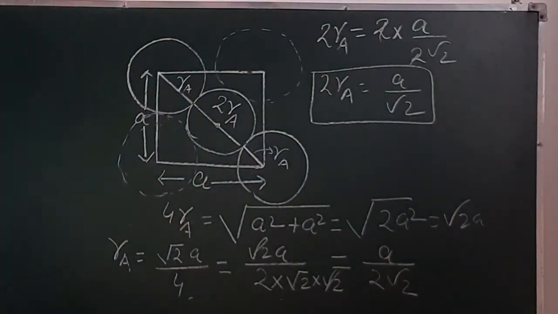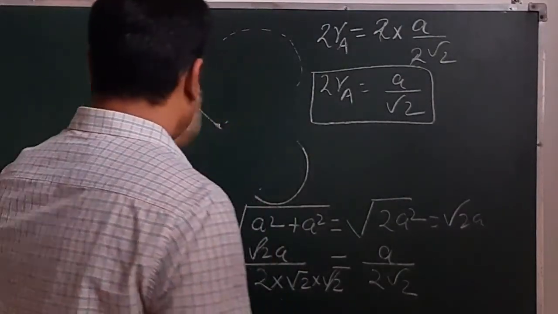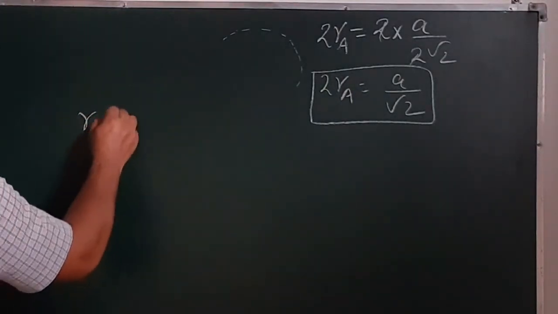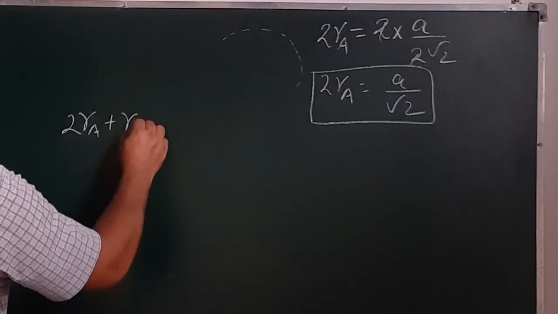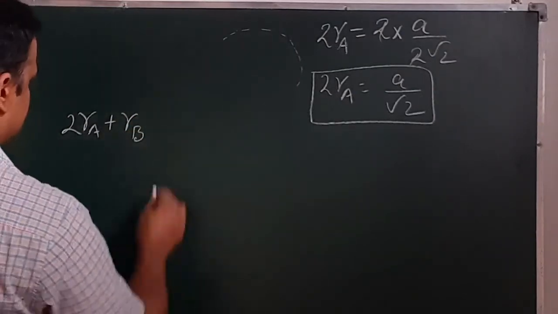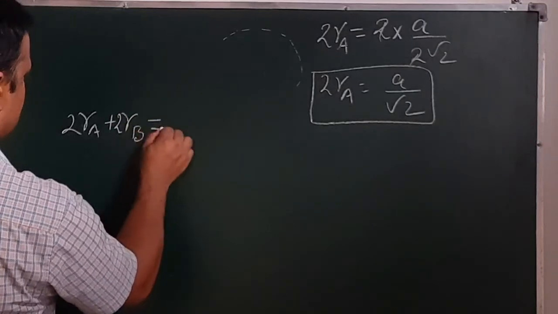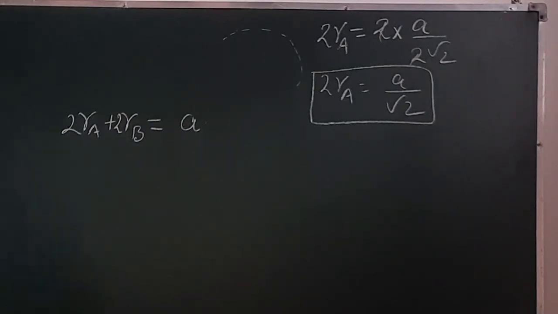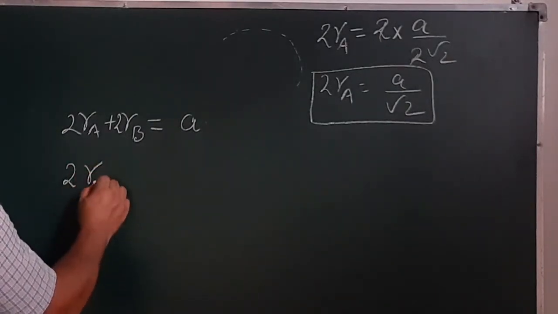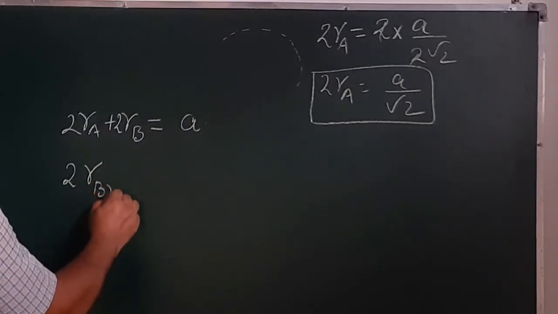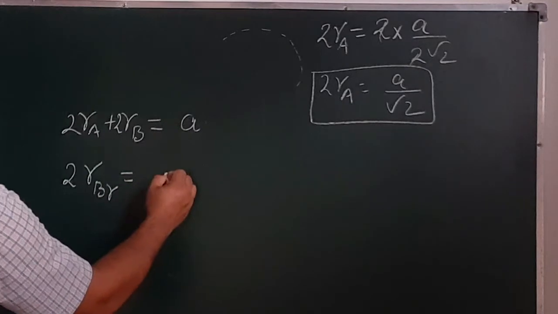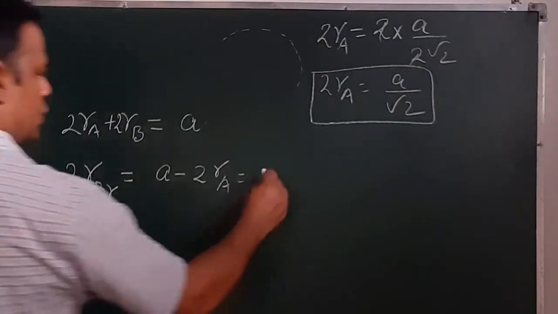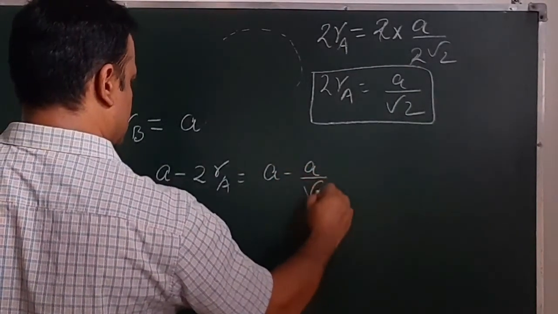If we go to our previous calculation, we have 2RA plus 2RB equals A. So from here 2RB will be equal to A minus 2RA, and 2RA we have determined is A by root 2. So A minus A by root 2.